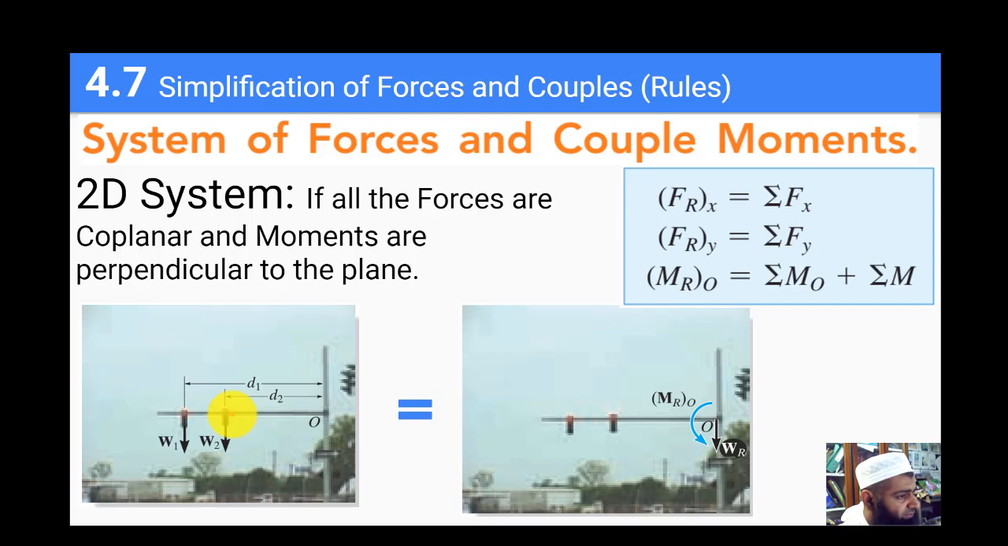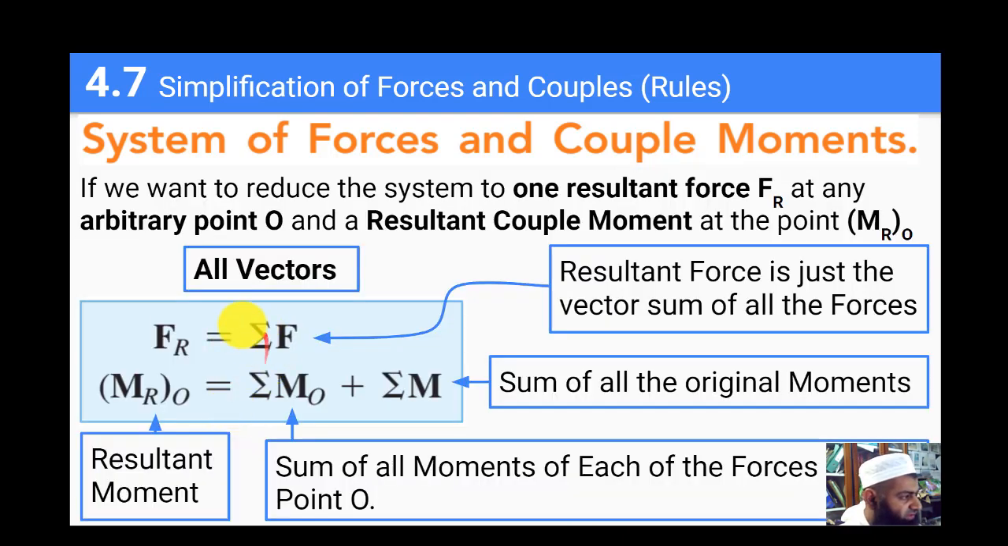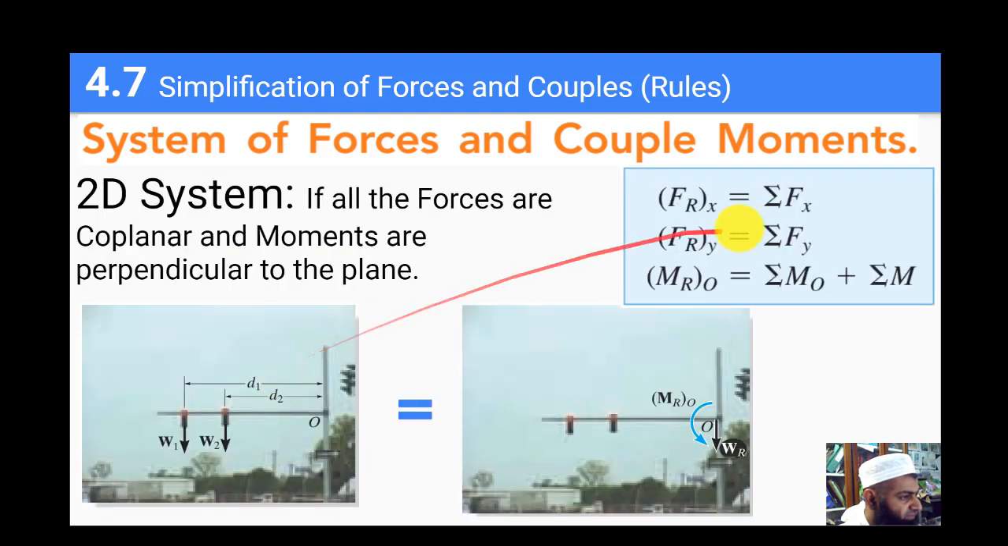So for a two-dimensional system, these vector equations would convert into these three equations that we already know: for any coplanar or two-dimensional system, the moments can either be positive or negative. So we get a single equation for moments, and the forces in two dimensions can be broken down into their x and y components. The x component of the resultant force would be equal to the sum of all the x components of all the forces, and similarly the resultant y component would be the sum of all the y components of the forces.